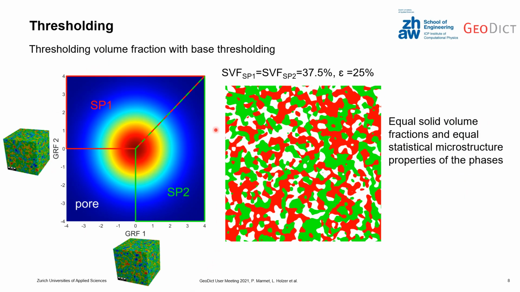Here you see the thresholding plane. On this axis, the Gaussian random field 1, and on this axis, the Gaussian random field 2. This plane is now divided into three sectors, one for solid phase 1, for solid phase 2, and for the pore phase. The integral values over these sectors then correspond to the solid volume fractions. For this example, that yields the same volume fraction for phase 1 and phase 2 and a porosity of 25%, which corresponds to this quarter here for the pore phase.